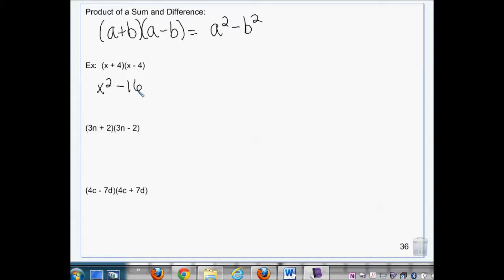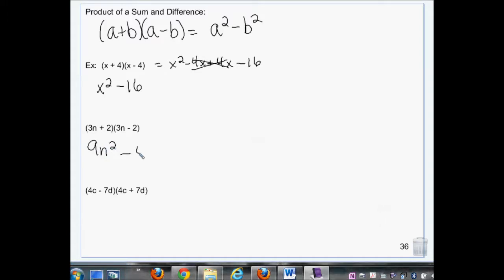Wait, I don't get this one. If I FOILed this out, oh right, it would be x squared minus 4x plus 4x minus 16. So you just get rid of the stuff in the middle. These cancel. So you're just left with the two ends. So it's the square of the first minus the square of the second. So square of first minus square of second.